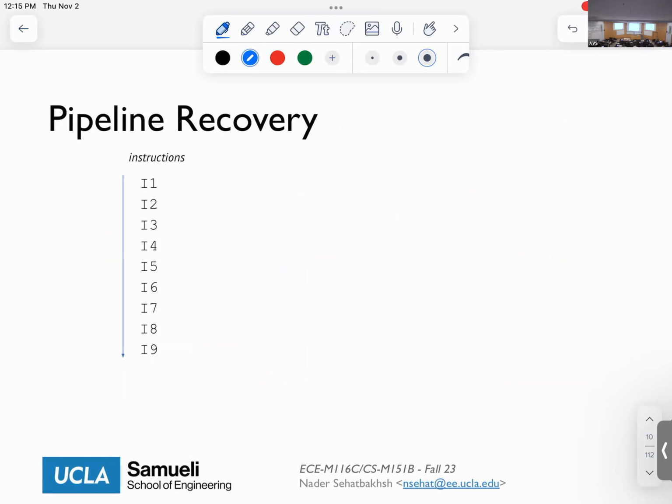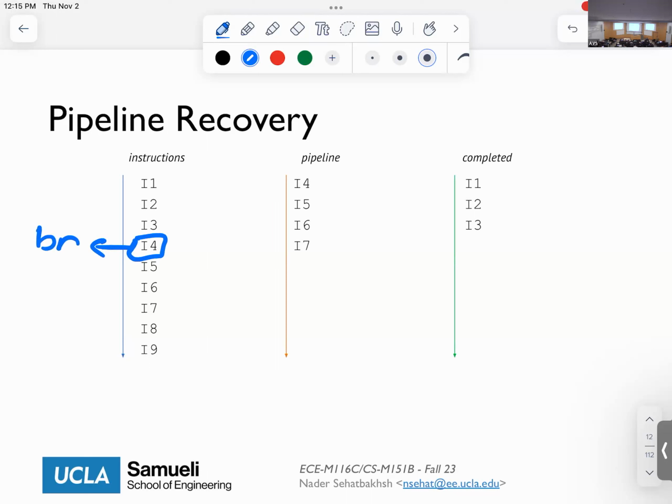In order to understand what basic problems we're going to get from out of order execution, you have to think about a simple scenario like the one I'm showing you here. That's one of the very first problems that we're going to run into once we start doing out of order execution. So consider a sequence that you have I1, I2, all the way to I9. And then let's say you have your pipeline and then your completed instruction. If you have an instruction like this, and let's say that this is a branch instruction, in the past, the way that this would have worked is you go through the sequence of instructions.